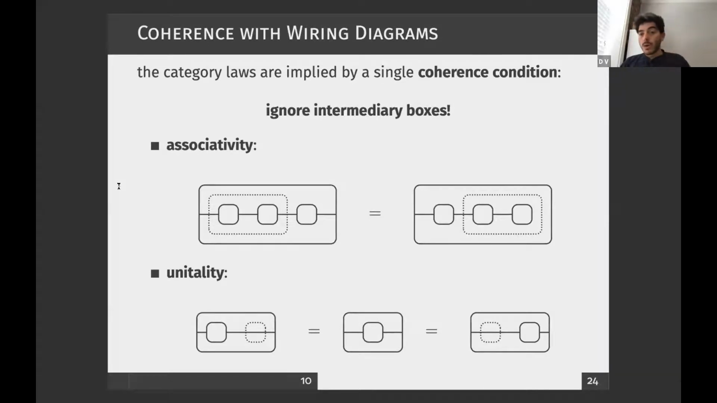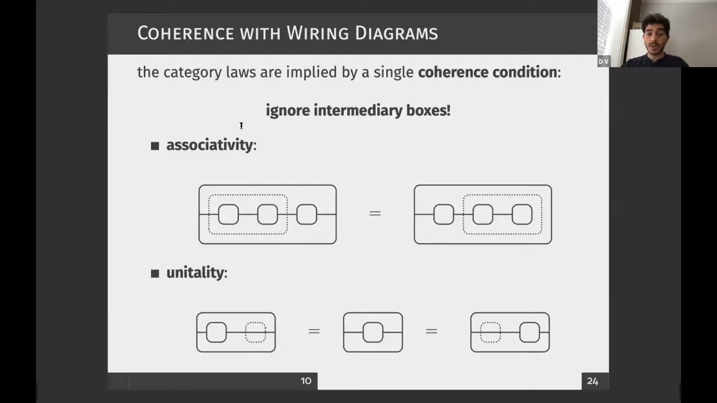So then where do all our laws go? Just like we replaced our two operations with wiring diagrams, we replace our two laws with a single coherence condition. Informally, we could just state it as: ignore intermediary boxes. If you're composing these wiring diagrams by nesting, it just says, oh, and sorry, this dash should be here, it just says that it doesn't matter what the intermediary boxes are, just ignore them. Whatever the final output is, that's all you care about.